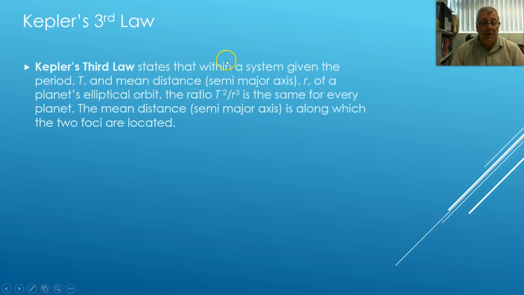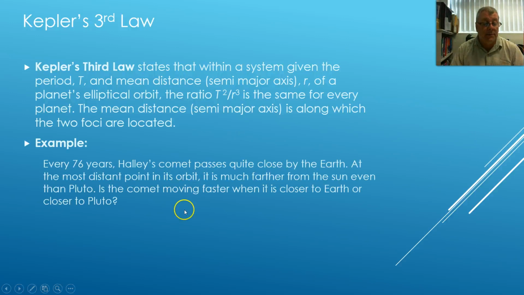Kepler's third law states that within a system, this is the one we were talking about, you have a constant ratio of T squared on R squared, or the reverse if you like, and that's constant for each system that we're talking about. For example, every 76 years, Halley's Comet passes quite close to the Earth.